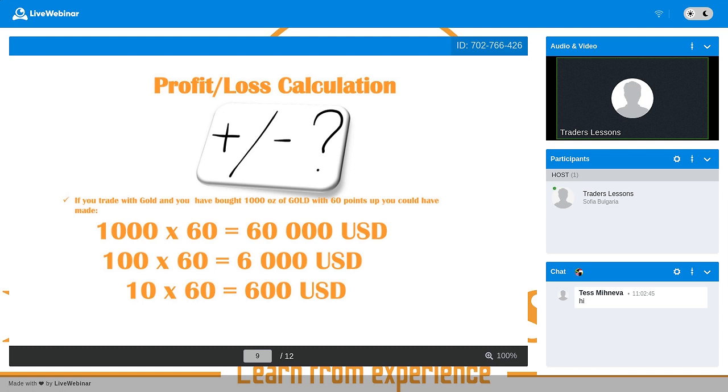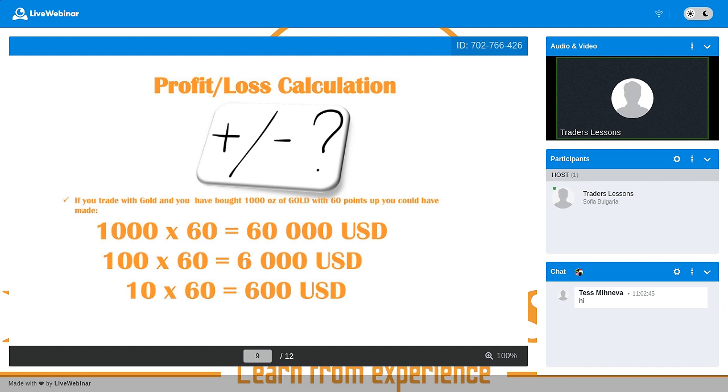And these 60 points of movement, as you can see, the movement is the same. Taking the example of the movement from last week, multiplied by 10 ounces, it can result in $600 potential profit. So depending on the size of the trade, the potential profit or loss is changing. The movement is the same for everybody. It doesn't matter if you're new or experienced in the market. The movement on the market is the same for everyone.